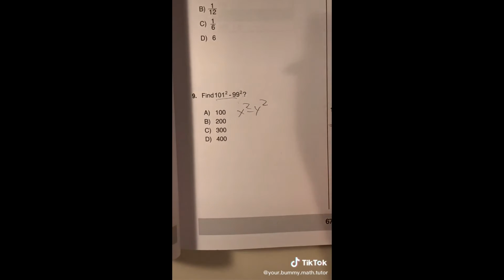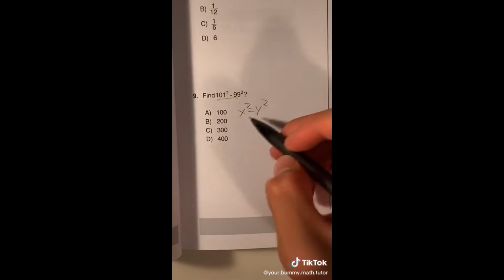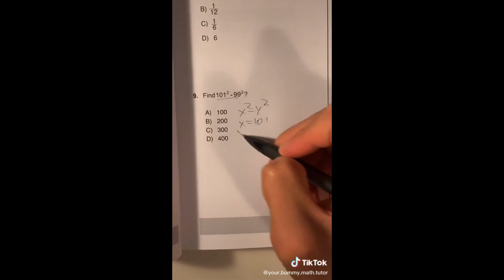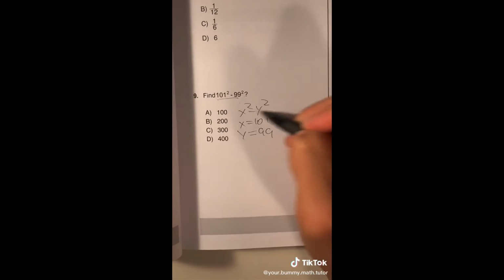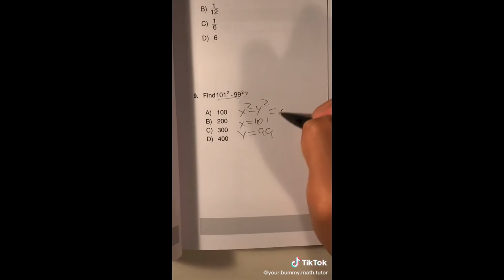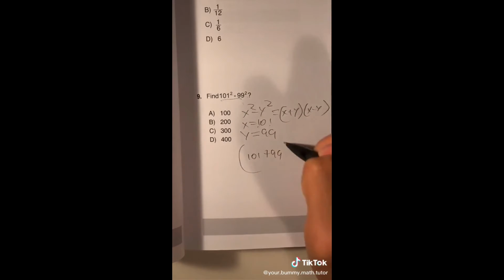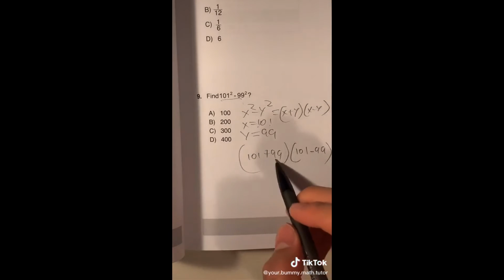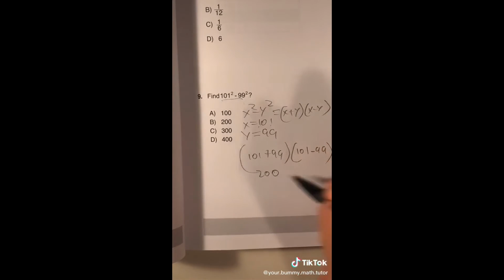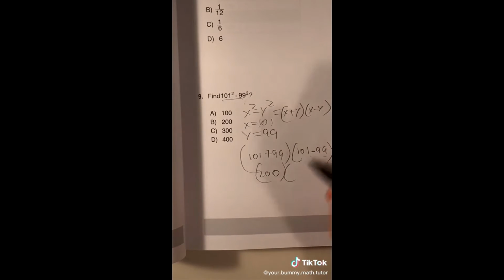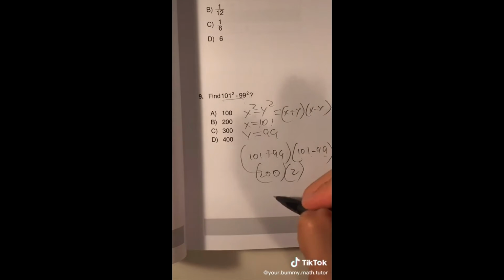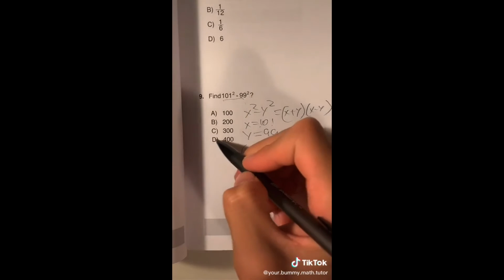In this case, it's x squared minus y squared. In this case, x is equal to 101, and y is equal to 99. And what is x squared minus y squared equal to? It's equal to x plus y times x minus y. So x plus y, 101 plus 99 times 101 minus 99, right? 101 plus 99, that's equal to 200 times 101 minus 99, which is 2. So what's 200 times 2? That's 400. Meaning our answer is going to be D.